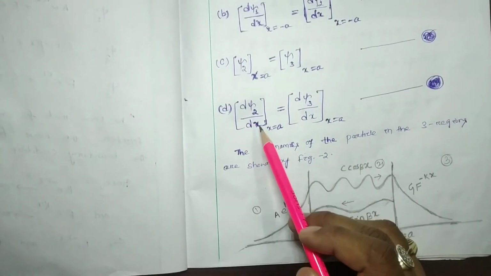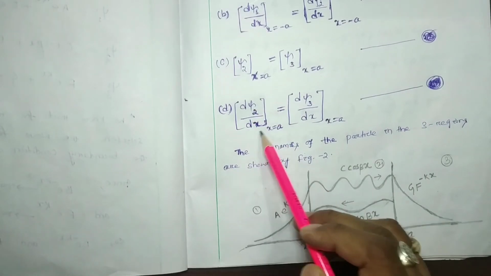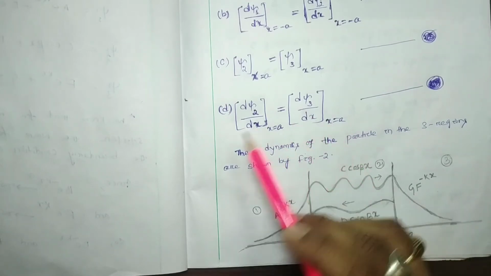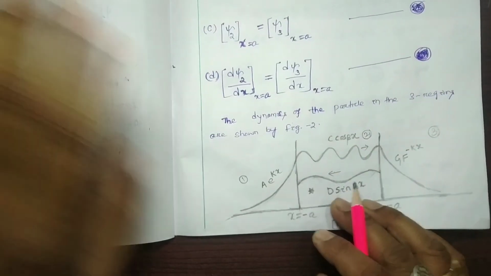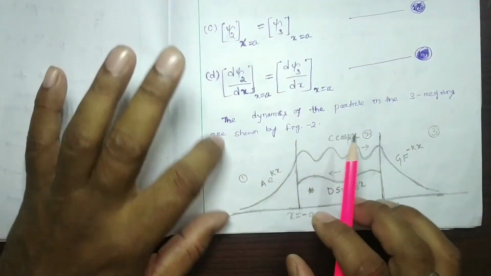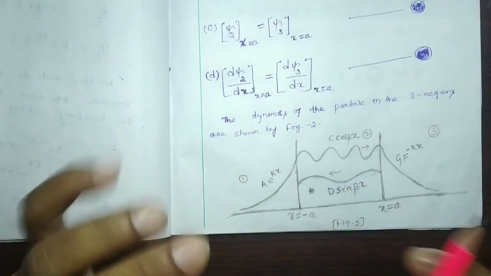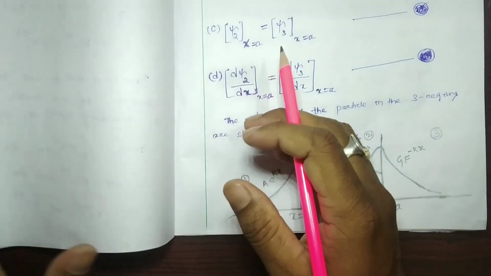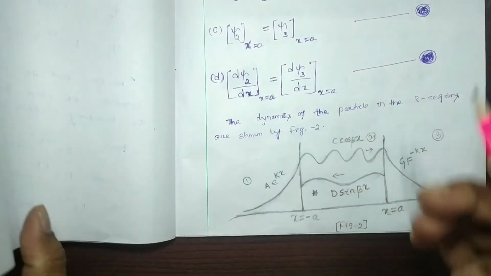The derivative d psi 2 by dx at x is equal to a, and the first derivative of psi 3, d psi 3 by dx at x is equal to a, both are continuous. Here is the pictorial representation of the given problem we are discussing here.